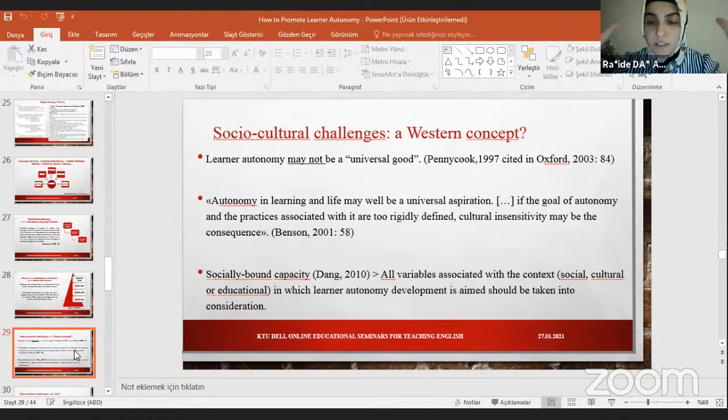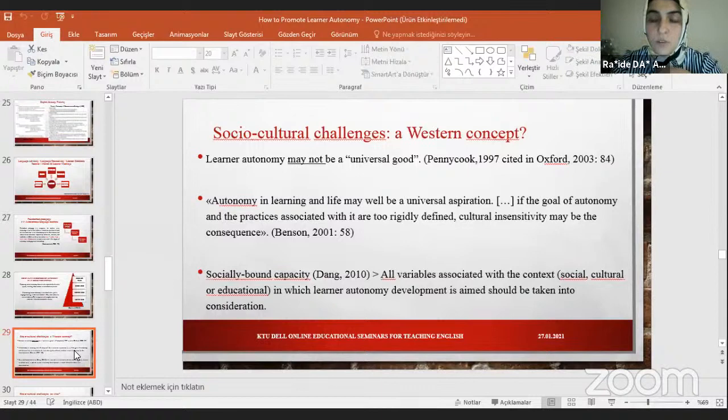So that means their way of thinking, their way of looking around, or their perspective towards life might be different. But that does not mean that learner autonomy may not be a universal good. So it is stated in the literature that learner autonomy may not be a universal good. But as a teacher, as a practitioner teacher in different contexts, you may have different ways to suit this kind of concept to your teaching context.